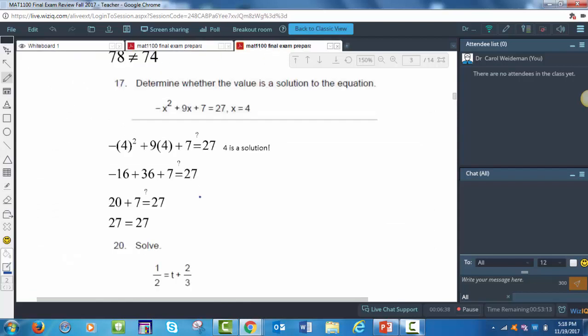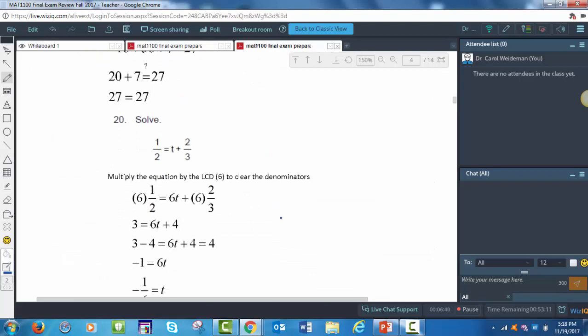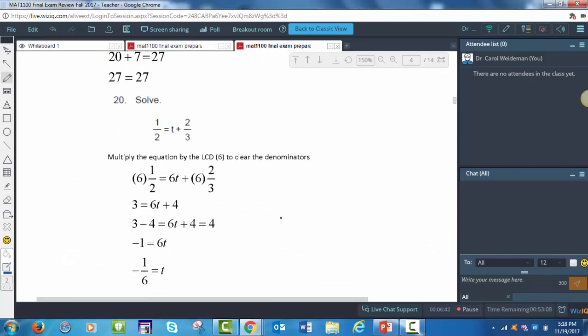Let's go back to our detailed solutions for number 20. We want to solve here. I would recommend clearing out the fractions first, so I'm going to multiply by the LCD, and that will clear my denominators. So if I multiply across by 6, here 2 goes into 6 3 times. I've got equal to 6t plus 3 goes into 6 2 times.